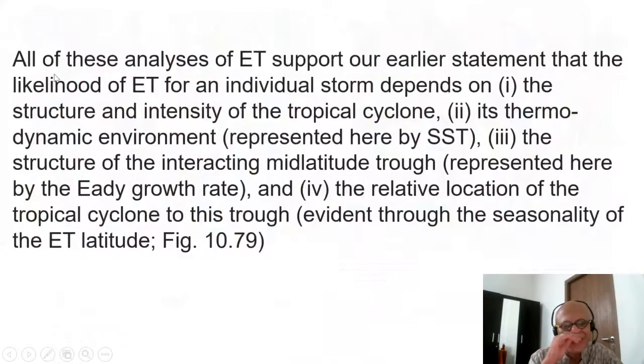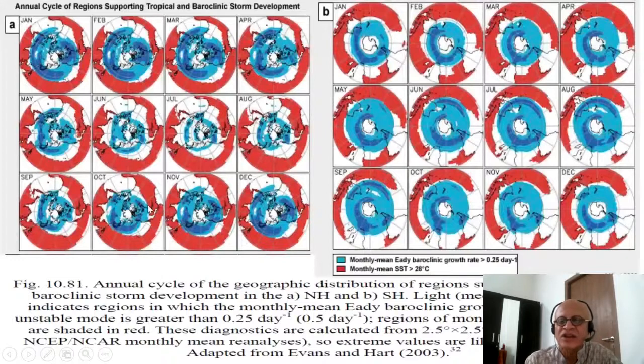And then there are colors which show the eddy baroclinic growth rates of most unstable modes, greater than 0.25 in the light colors and greater than 0.5 per day. That's the unit of the eddy baroclinic growth rate, and that corresponds to the likelihood of the baroclinic energy tipping over into eddy kinetic energy and feeding the extratropical transition or extratropical cyclogenesis, right? What else can I say here? This is for the southern hemisphere.